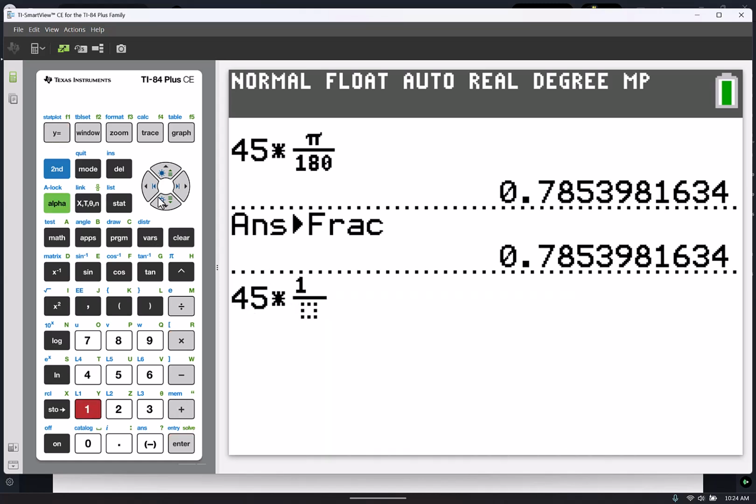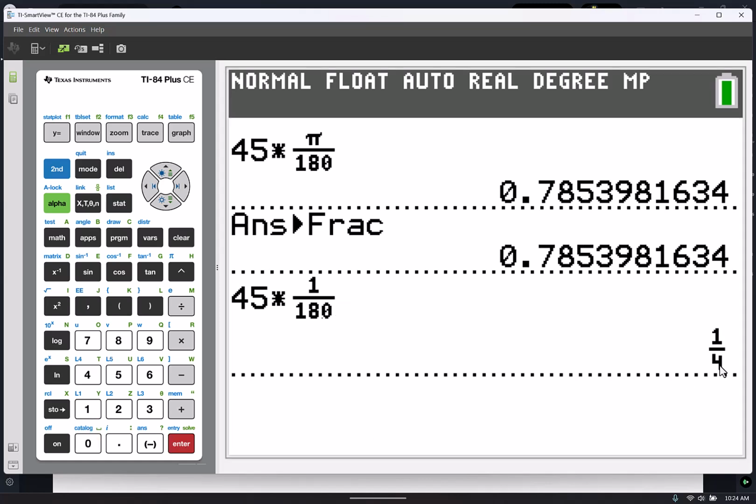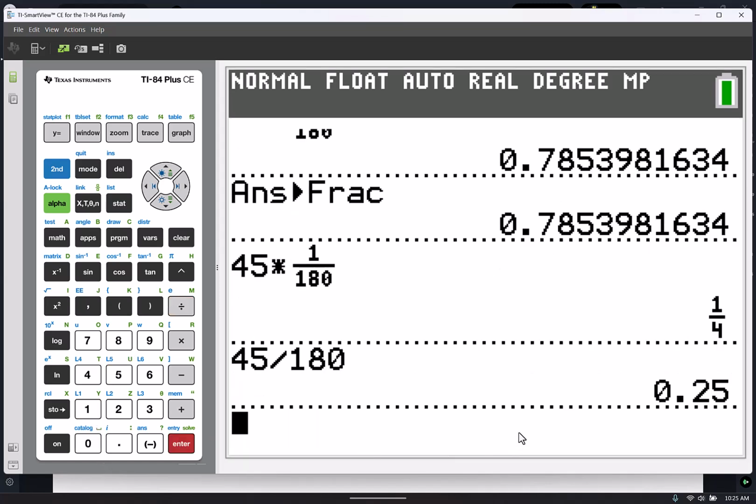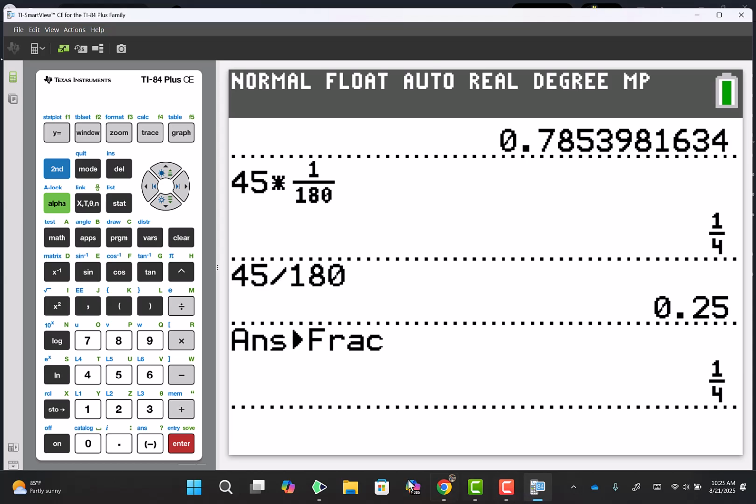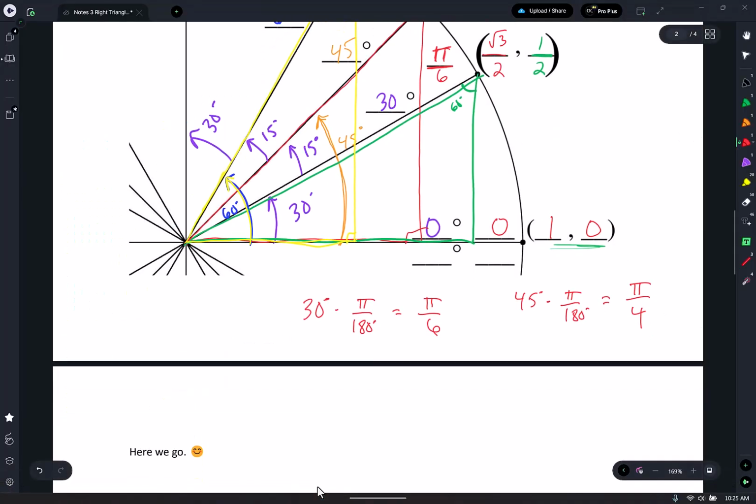1 over 180. Let's see if it gives it to me in fraction. And then just put a pi on the top. See? Pi over 4. I think you're doing too many steps by doing that. I would just go ahead, just go 45 divided by 180 immediately like this. Less buttons to push. And then turn it into a fraction. Make sure to put a pi in the numerator. Cool? Okay.